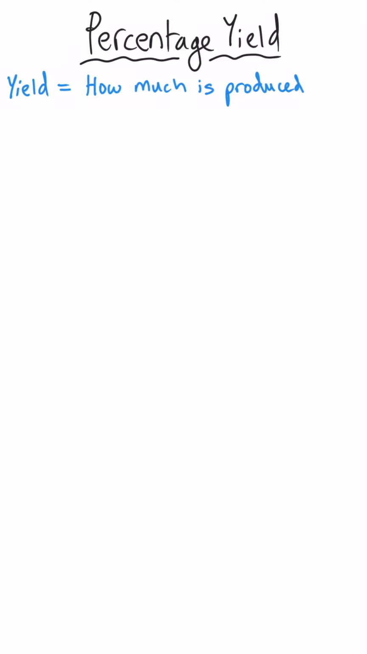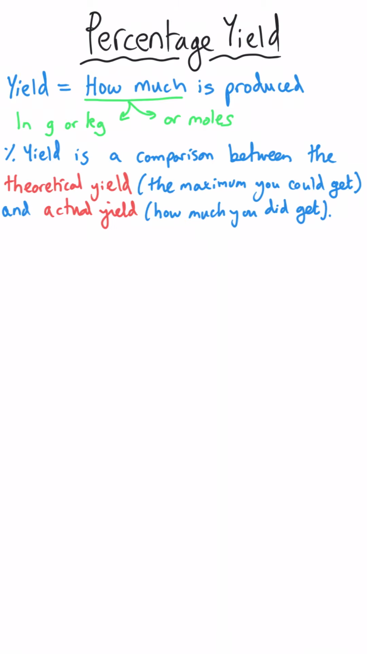Now, first of all, yield is how much of a thing is produced. This can be in grams or kilograms, so a mass, or it can be in moles. We'll take a look at it in mass. So the percentage yield is how much of what you could have got did you get. So a 50% yield means you got half of what you could have got.